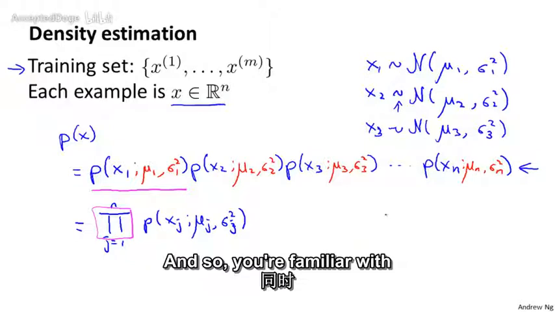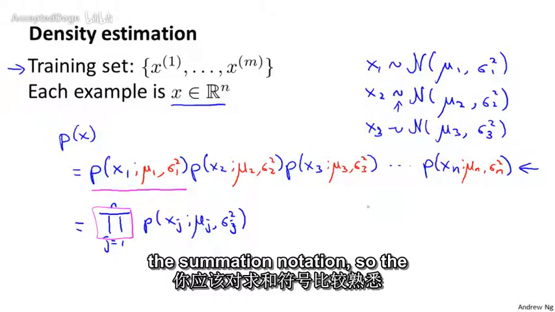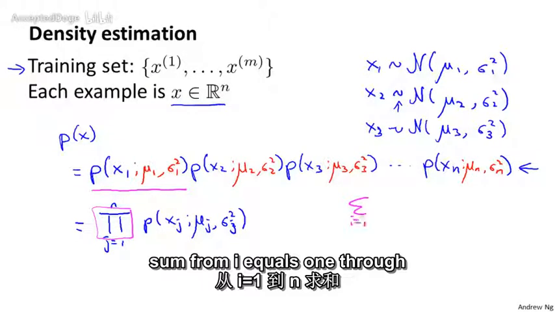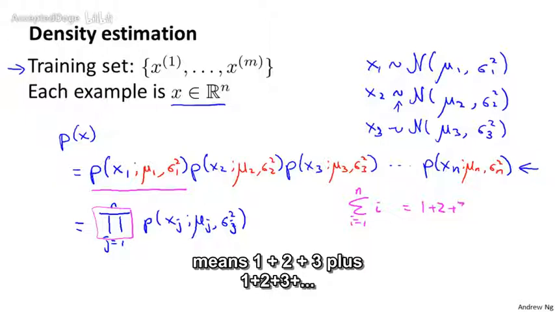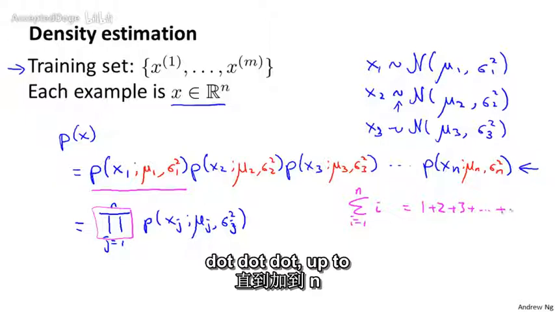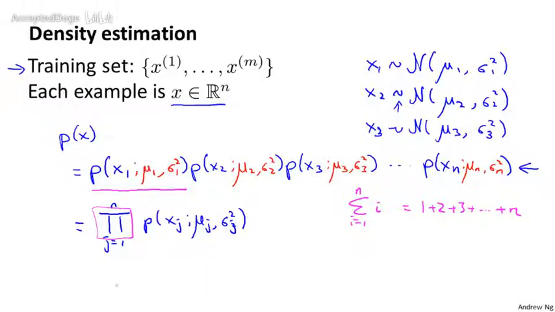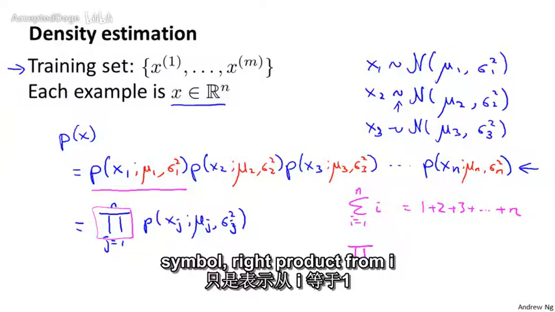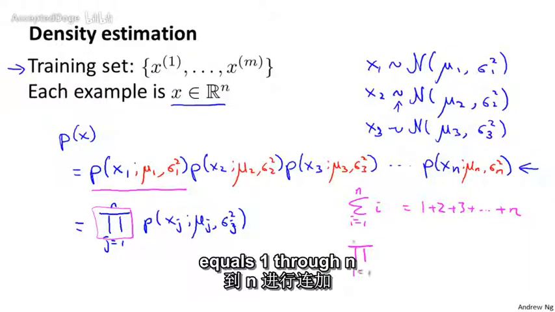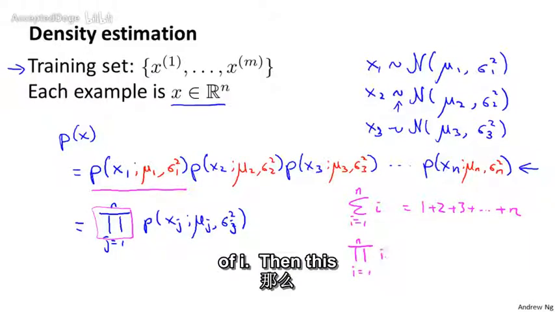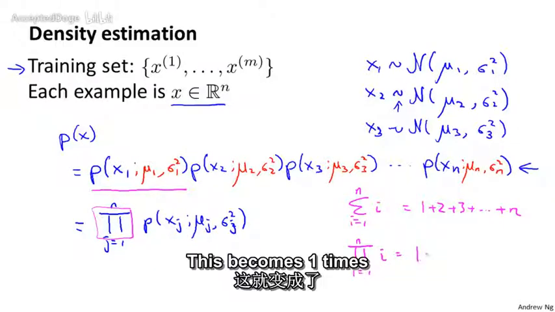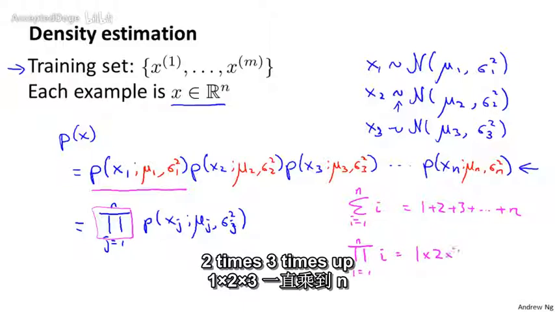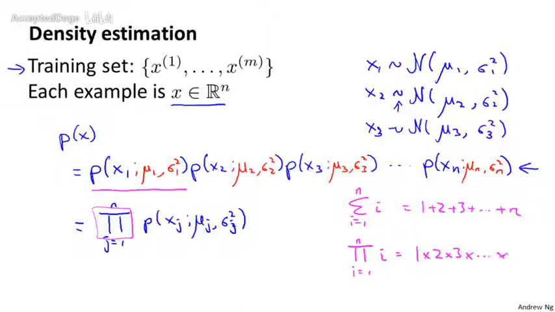And so, you're familiar with the summation notation. So if I write sum from i equals 1 through n of i, this means 1 plus 2 plus 3 plus dot dot dot up to n. Whereas this funny symbol here, this product symbol, product from i equals 1 through n of i, means that it's just like summation, except that we're now multiplying. So this becomes 1 times 2 times 3 times dot dot dot up to n.